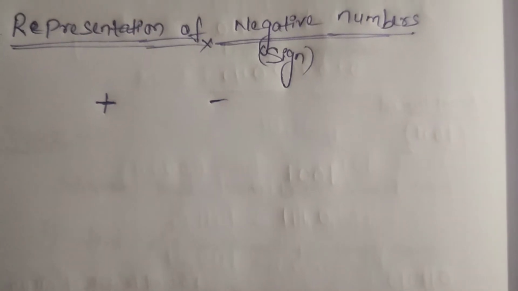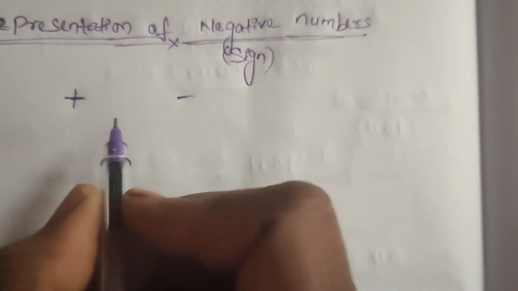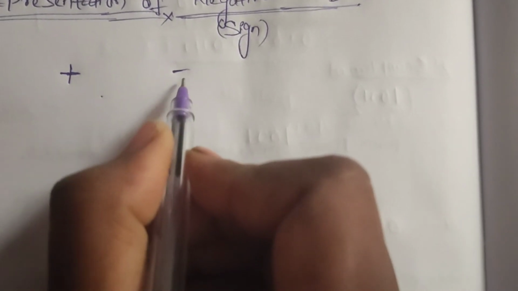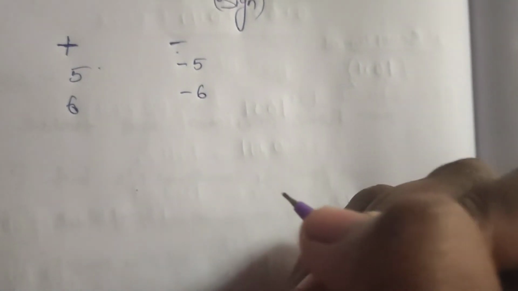Representation of negative numbers. In general, for decimal numbers, we use the plus symbol for positive numbers and the minus symbol for negative numbers. For positive numbers, we can just write 5, 6, with no need to write plus 5 or plus 6. If we write 5 or 6, it means it is a positive number. Whereas in the case of negative numbers, we need to use the minus symbol before it: minus 5, minus 6. This is in the case of decimal numbers.